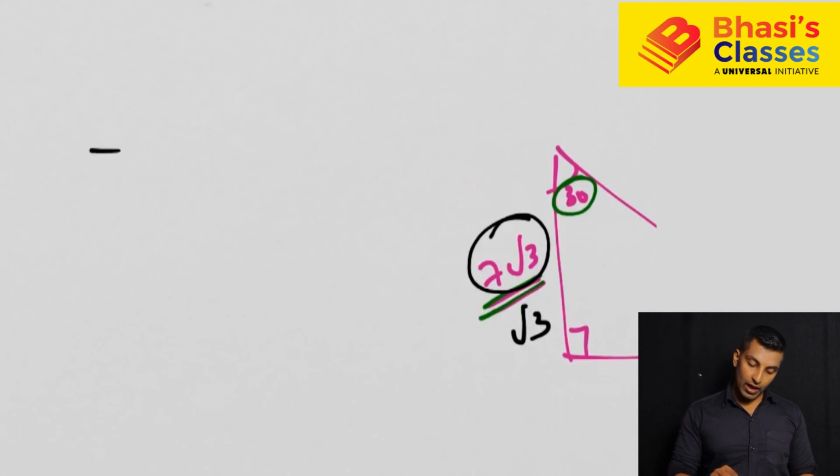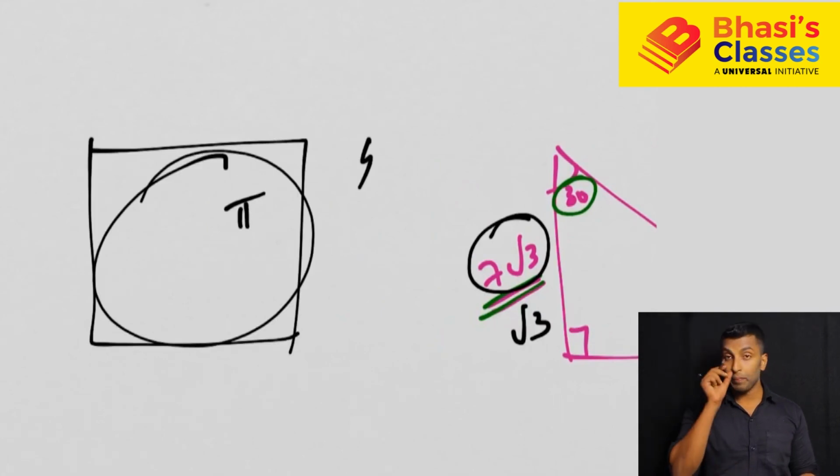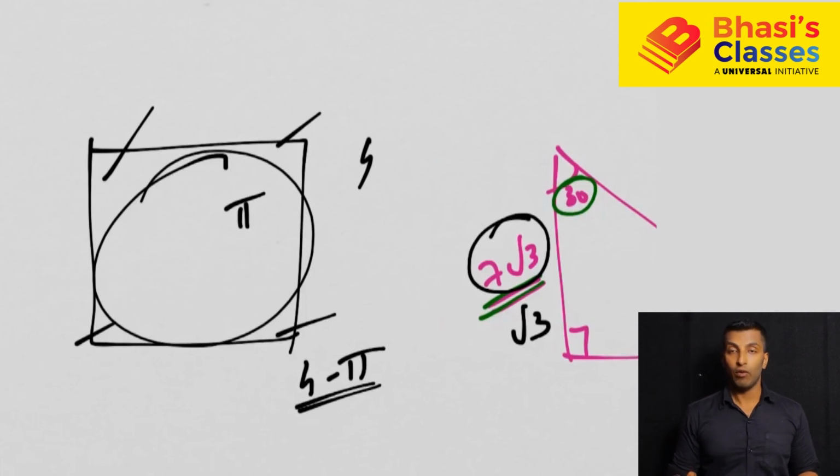Okay, same way this ratio also, 4 and pi, they can ask you in any way. A square cloth is there, and the tailor is cutting the maximum possible circle. What is the wasted cloth? Okay, this is what you need to look for. That is 4 minus pi, the cloth wasted.